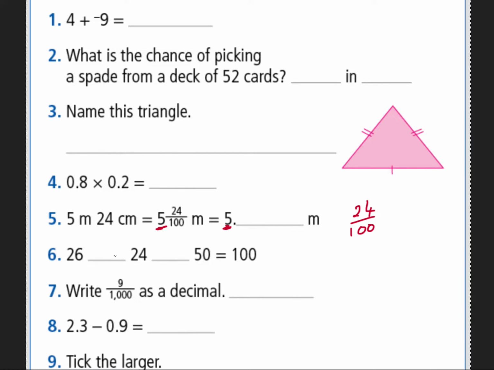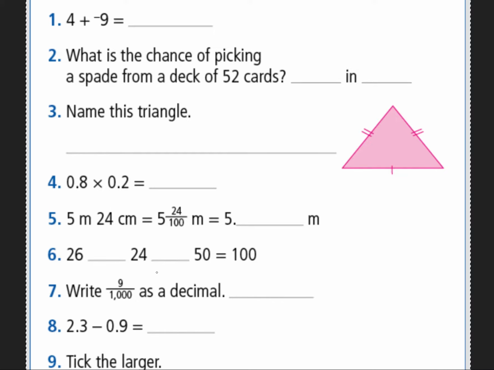Number 6, we have to find what symbol is going to work so that this sum here is going to equal 100. So we can choose between plus, minus, multiply and divide. And one of those symbols, putting them in here, should give us 100 for our answer.